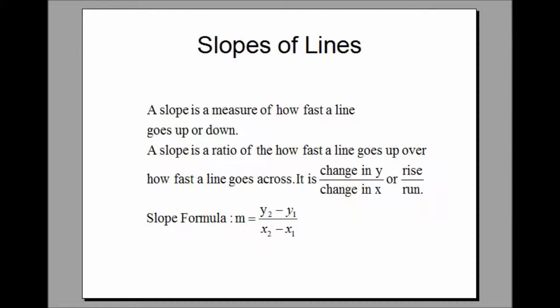The slope formula is m, which is the letter we use to denote the slope, equals y sub 2 minus y sub 1 over x sub 2 minus x sub 1.